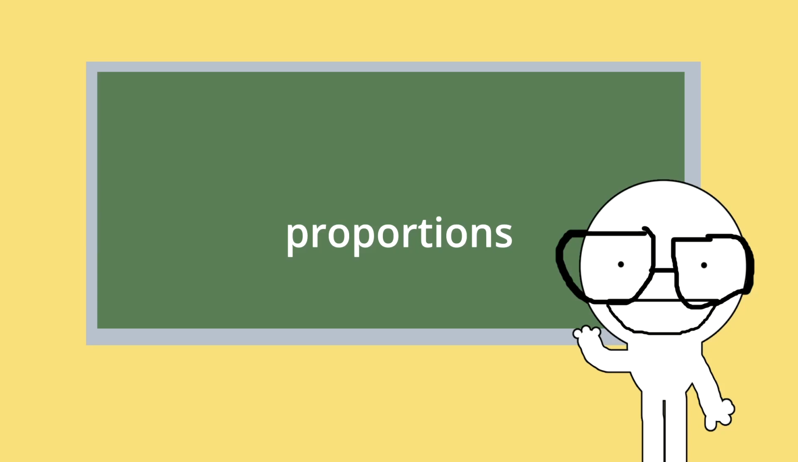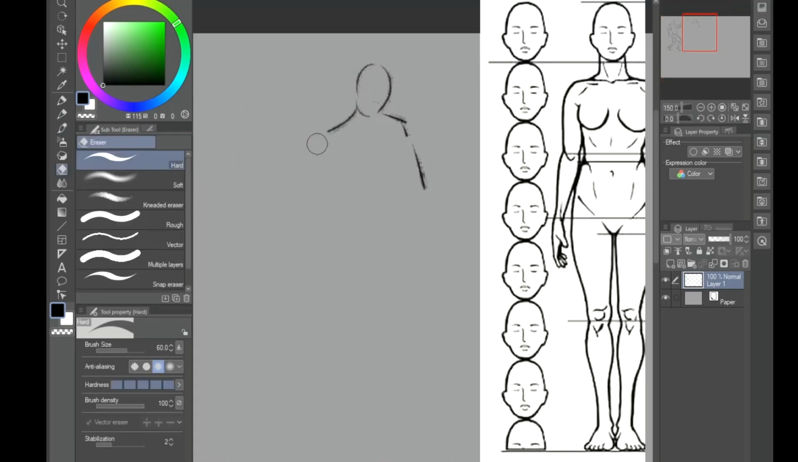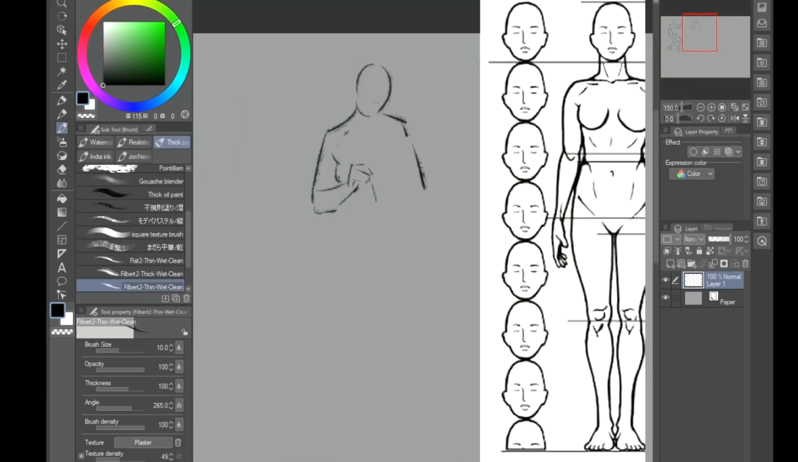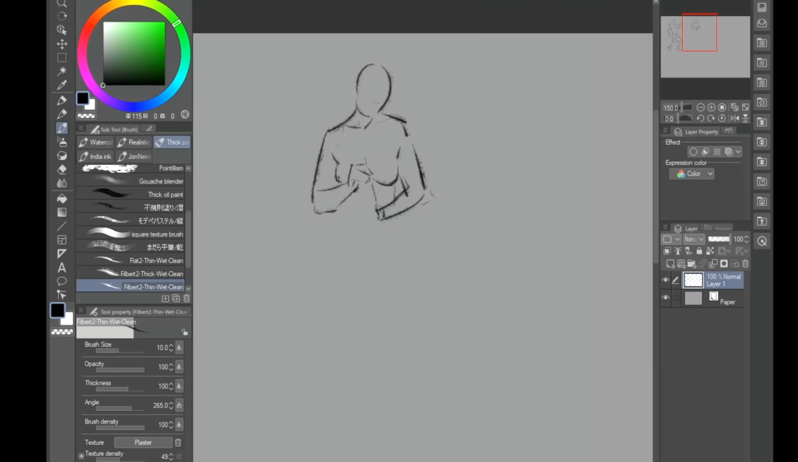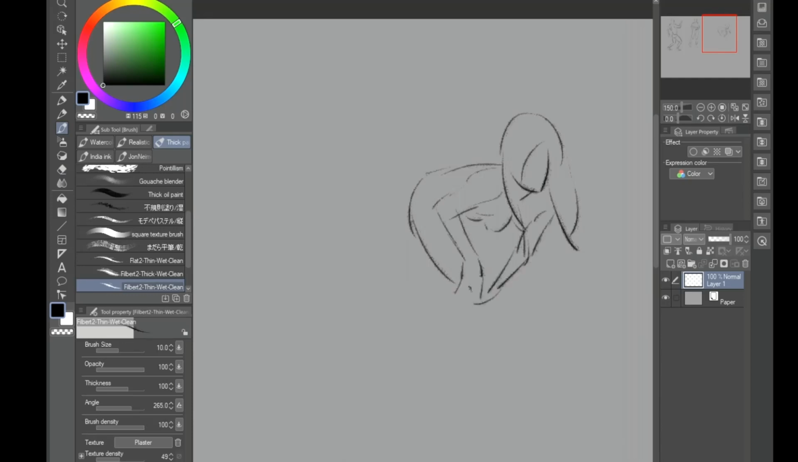Alrighty, now let's talk about proportions. Basically this is just about comparing sizes with each other. Sizes of the head to the hand. You don't want to accidentally draw the hand 10 times bigger than the head because that's not proportionate, unless that's an art style thing. But we're not really talking about art style here because it's a study, unless you're doing an art style study. But that's a topic for another video.